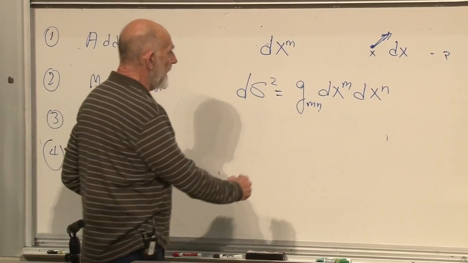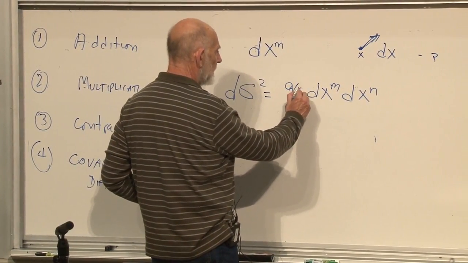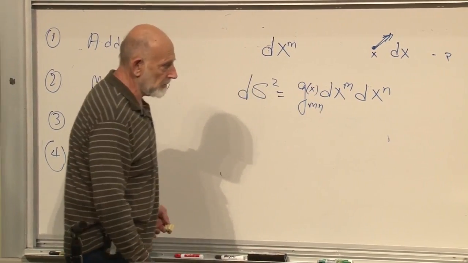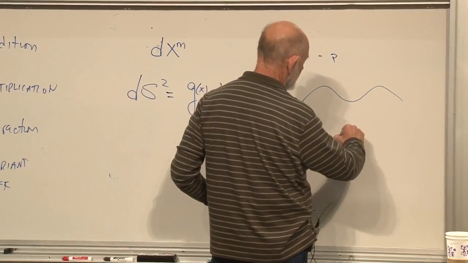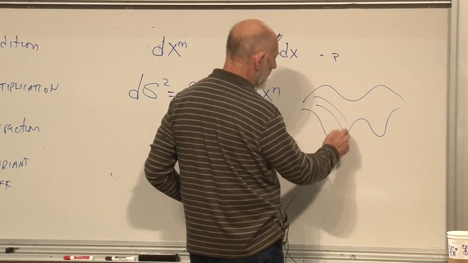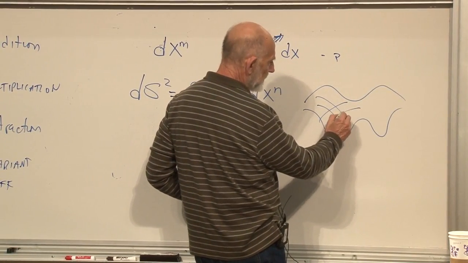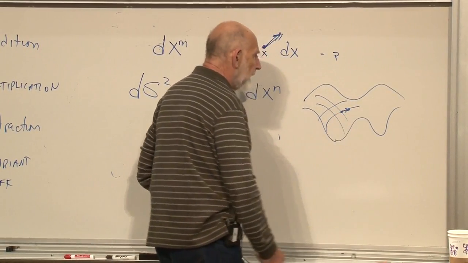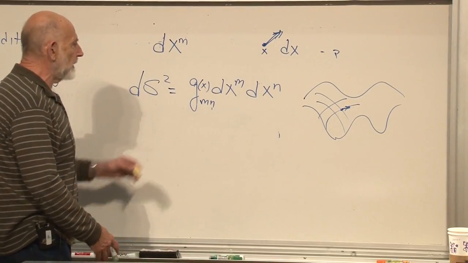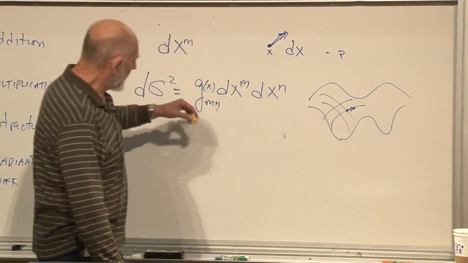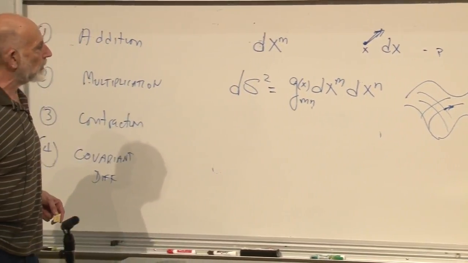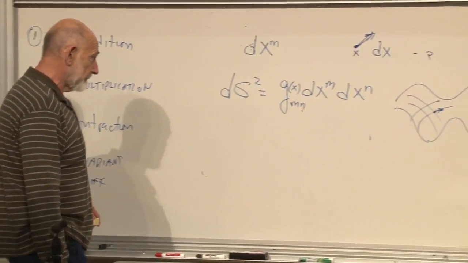In general, this g_mn will depend on where you are. So it depends on x. In particular, if you have a complicated curved space of some sort with curved coordinates, and you pick some little dx over here, then the length of it will not only depend on the dx's, but it will also depend on where you are in the space. And so this is basically the most general thing you can write down, which is quadratic.